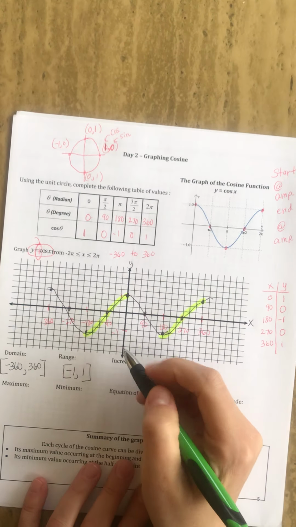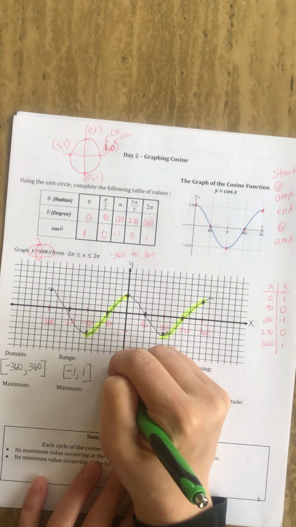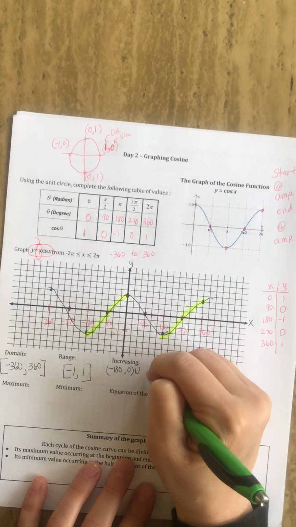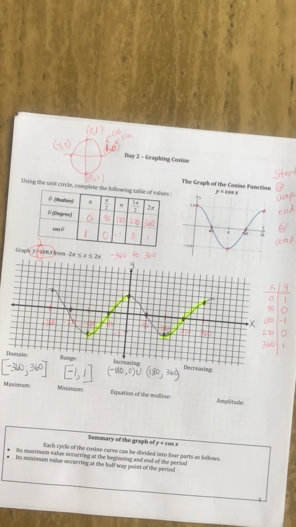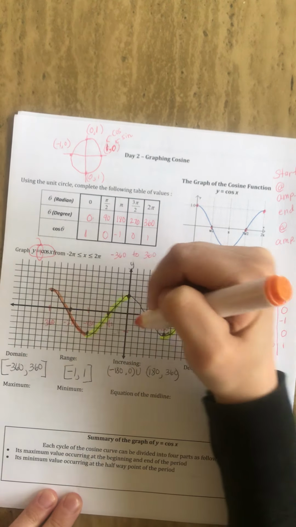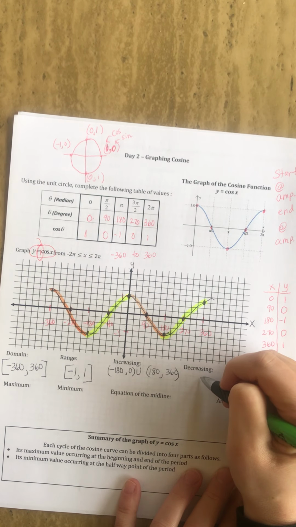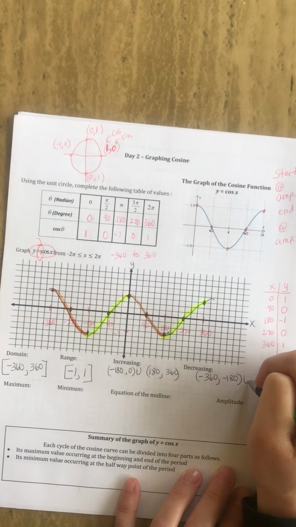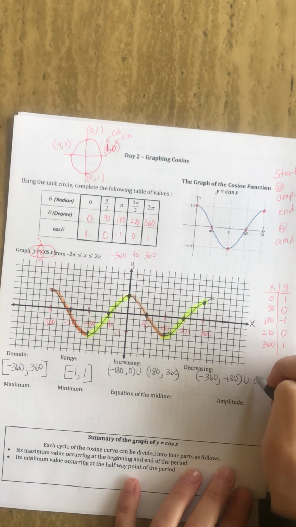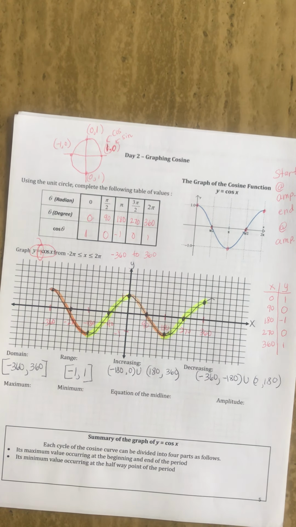So the increase is from negative 180 to 0, union, 180 to 360. My decrease, I'm going to be going down, down, down from that point to that point. And again, from there. So that's negative 360 to negative 180, union, 0 to 180.